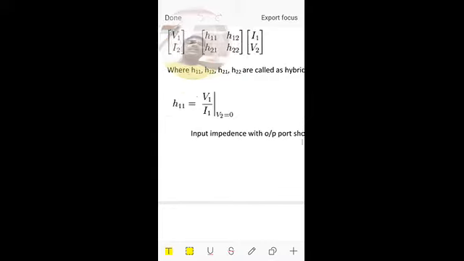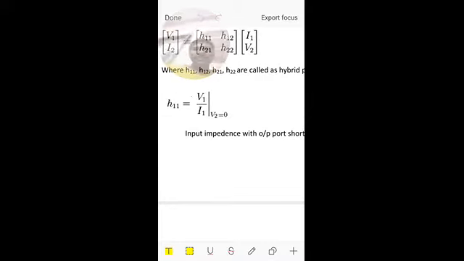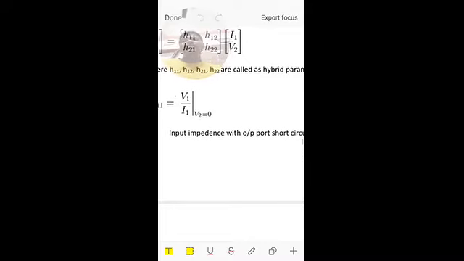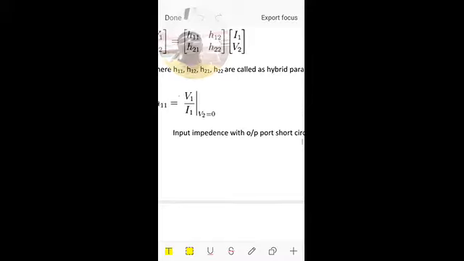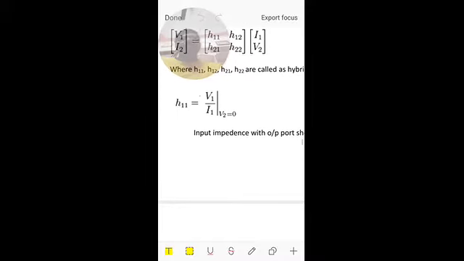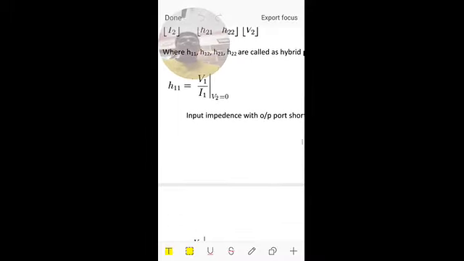Since H11 is a parameter of the transistor, which is the ratio of input voltage to the input current, keeping output voltage 0, output port short circuited. So the ratio of input voltage to the input current we can write as input impedance, having the units of input impedance.